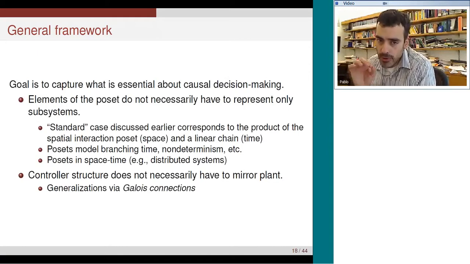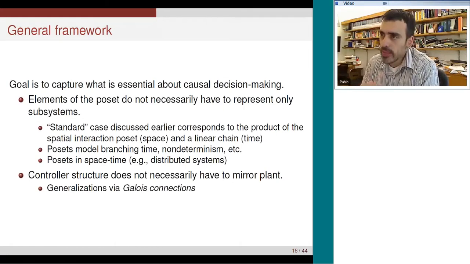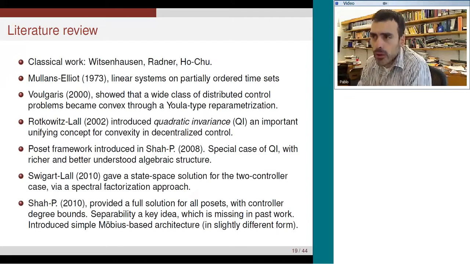As I said before, here we're really considering the case where my partial order is defined in space, but there are ways that we can define this in space and time. And also the assumption that I was using at the beginning, that I want the controller structure to be exactly the same as the one in the plant, can be relaxed. It's a little more complicated, but we can safely ignore this for the purposes of this talk.